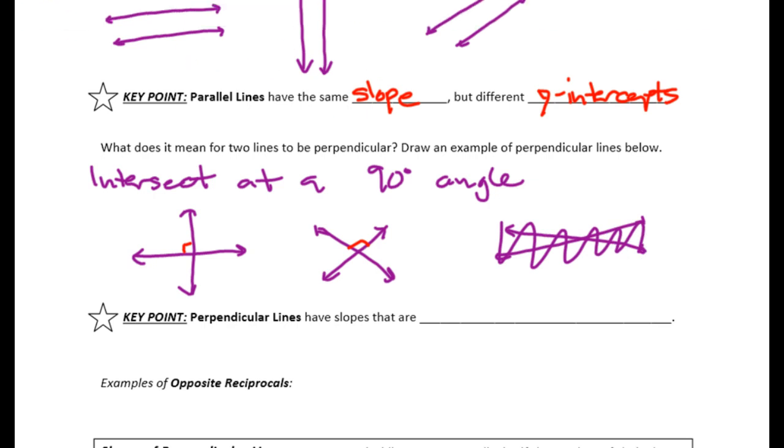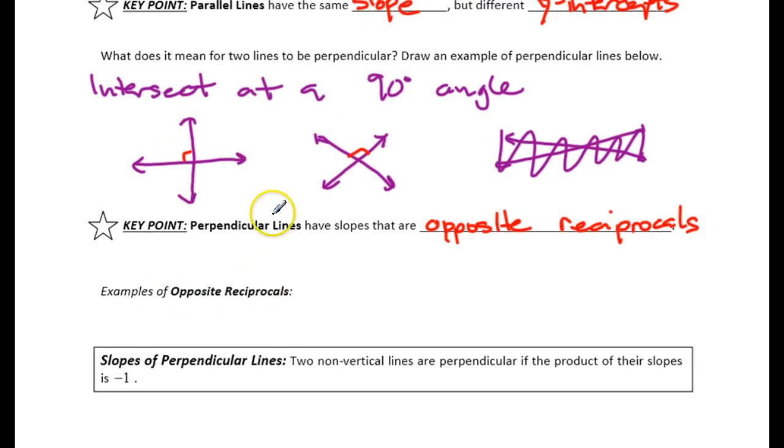Alright, so what's the key here is parallel lines have the same slope. Perpendicular lines have slopes that are opposite reciprocals. Okay, so that's basically you have to make two changes to the slope. You have to make it the opposite sign and make it a reciprocal, which is flipping the fraction over. Okay, so let's write down some examples of opposite reciprocals.